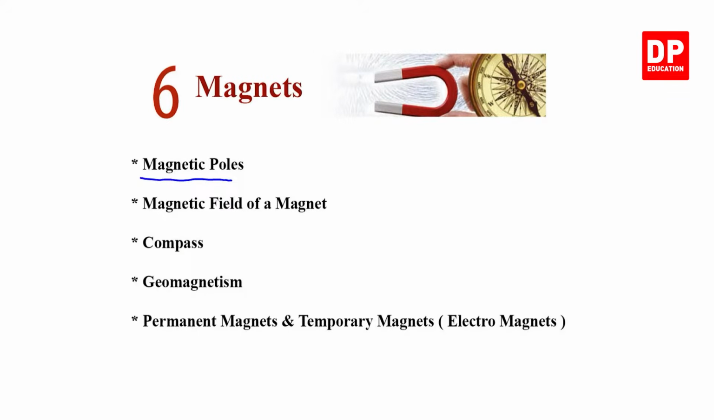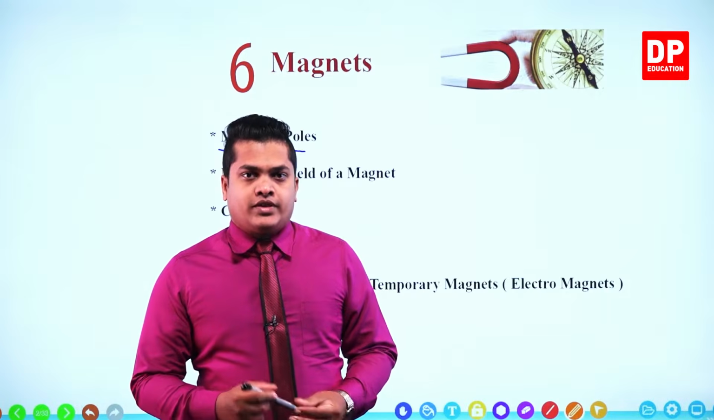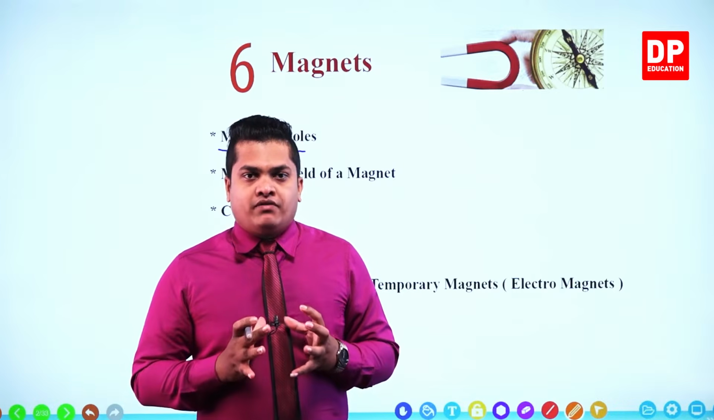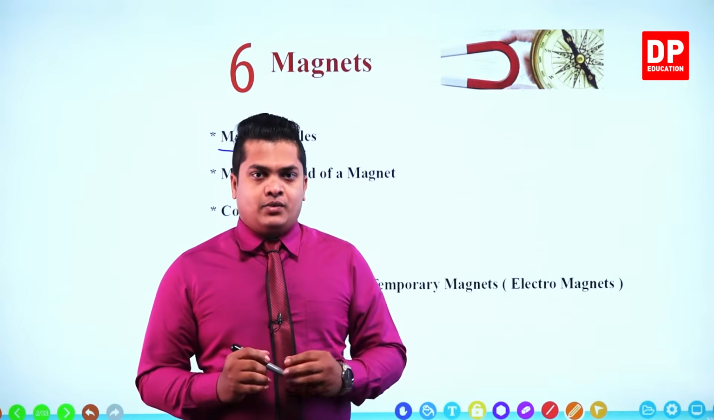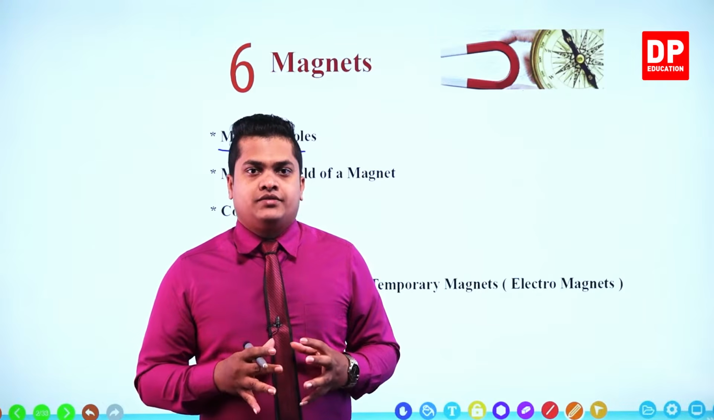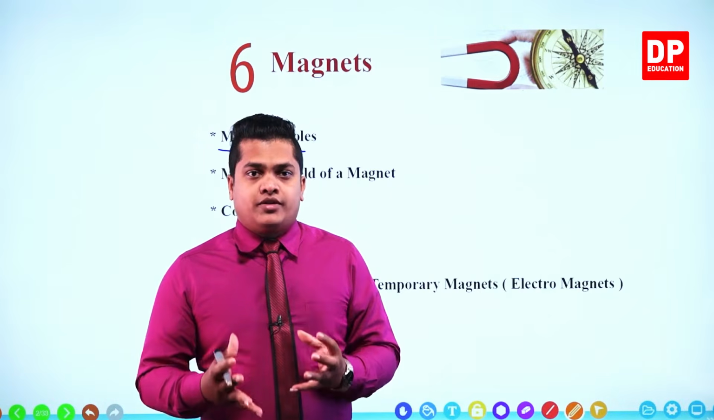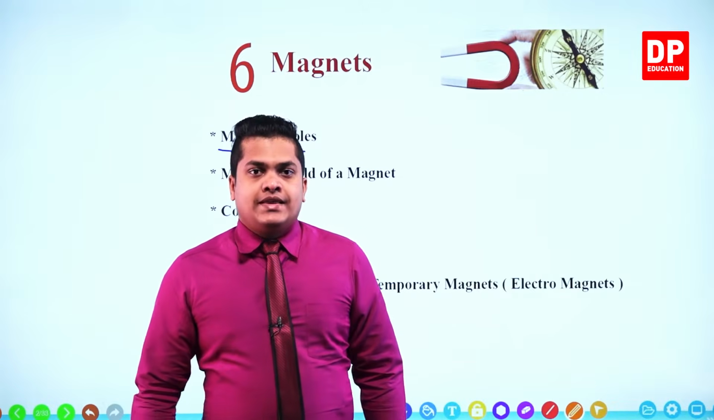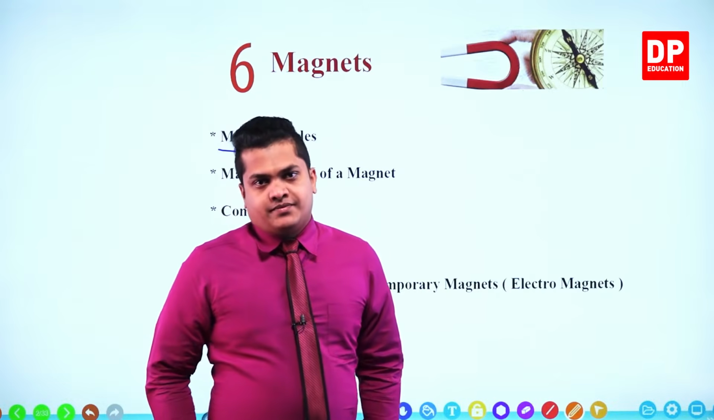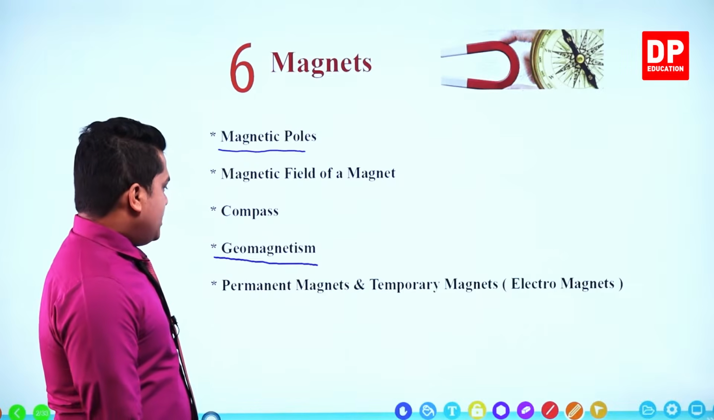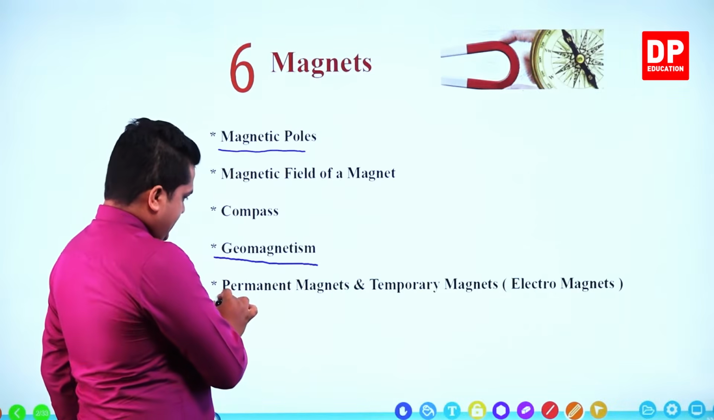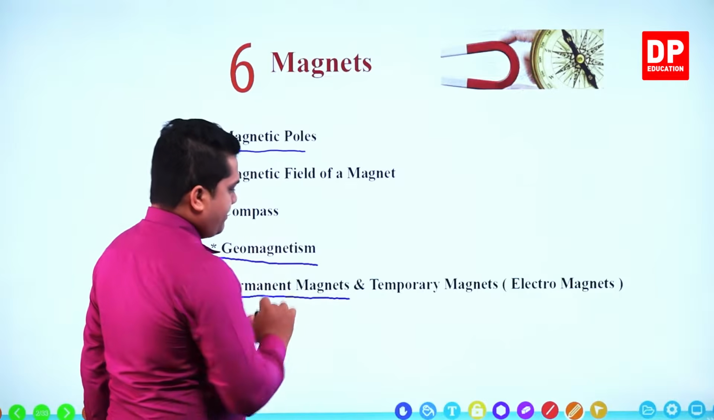The next part that we are about to discuss is geomagnetism. That's the magnetic power, or magnetic field, which is contained on our earth. There's a certain magnetic power contained on our earth also. This is called geomagnetism.